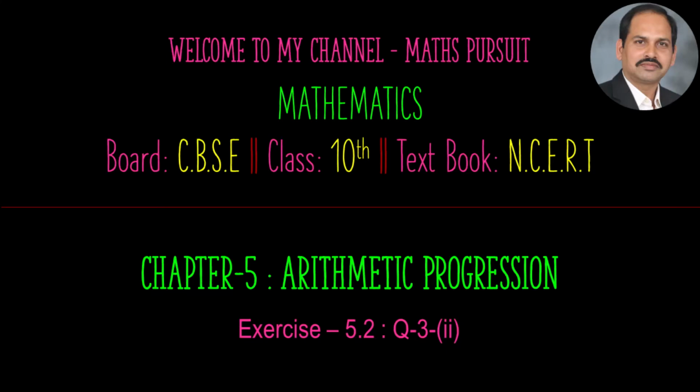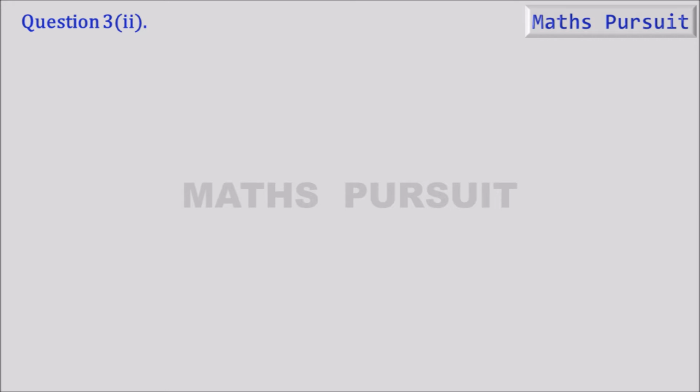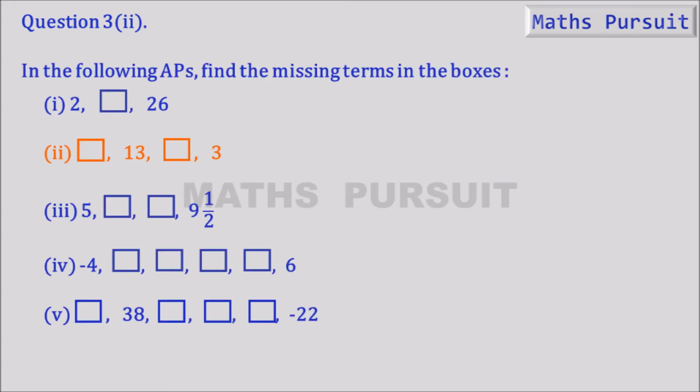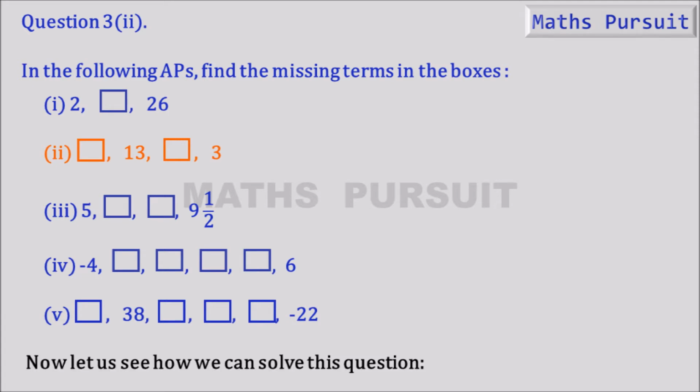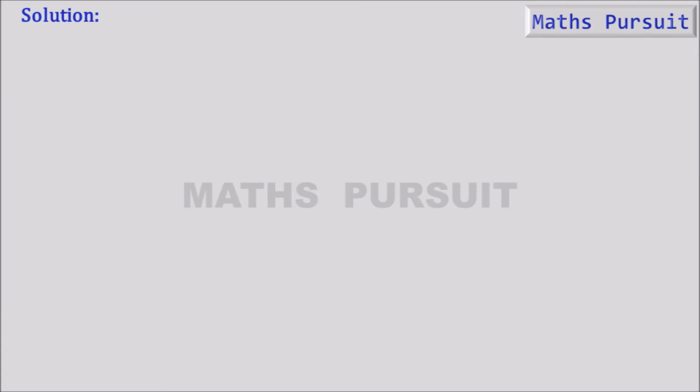Today we are going to look into exercise 5.2 question 3 bit 2 from chapter 5 called arithmetic progression. So let's see what exactly is given in question number 3 bit 2. Moving on to the question. It is given that in the following APs find the missing terms in the boxes, and the given sequence is a blank box, then 13, again a blank box, then 3. That means we need to identify the numbers for these blank boxes. Now let us see how we can solve this question. Now moving on to the solution.